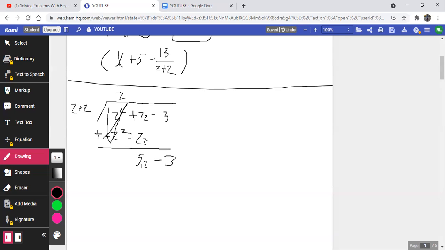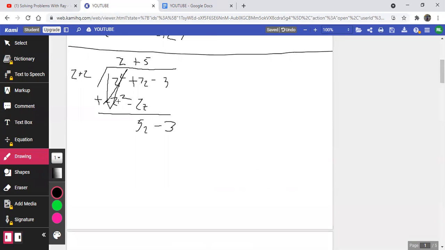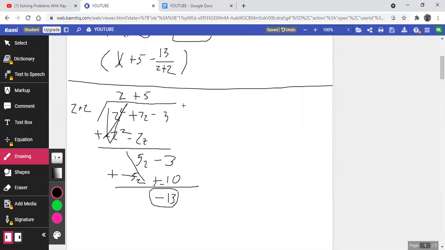Okay, so what can we do to get to 5z? Well, the z's are already present there, so we just need to multiply by positive 5. So we write a plus 5, right? So then 5 times z is 5z. 5 times 2 is 10, so plus 10. Then we subtract, so keep, change, and then flip. So plus a negative. That cancels out. We're left with -13 as our remainder. Like so. And then we write it in the same way.